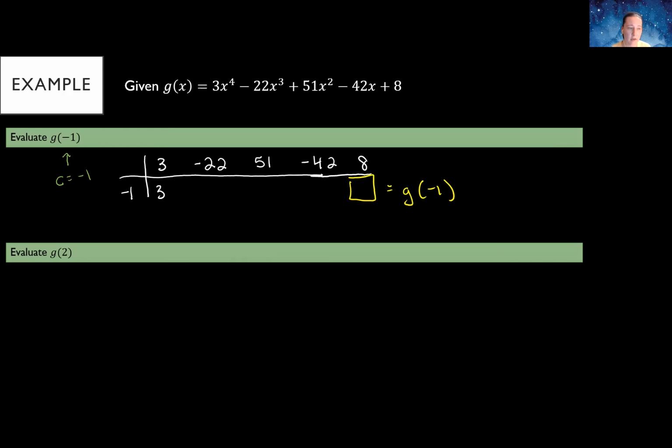You could just do this, all you really need is a calculator, because all you're doing is multiplying and adding. I'm probably going to need my calculator here for my adding, but it's going to go pretty quick. So we have -1 times 3, which is -3, minus 22 is -25. -1 times -25 is 25. 25 plus 51 is 76. Multiply that by -1, we get -76.